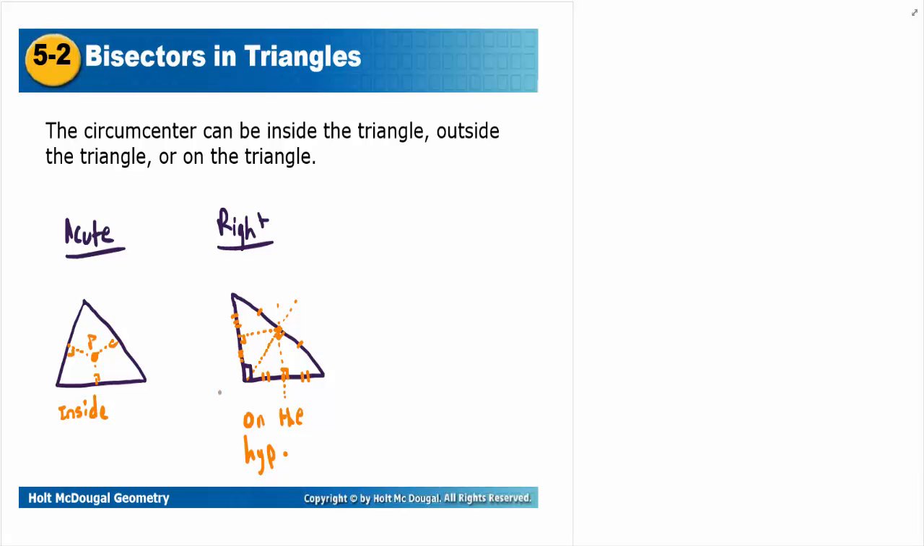And then if you see the trend here, as my angles are getting bigger, it looks like my circumcenter is moving its way outside the triangle. Well, that's what's happening if you have an obtuse triangle, so I'll do an obtuse one.